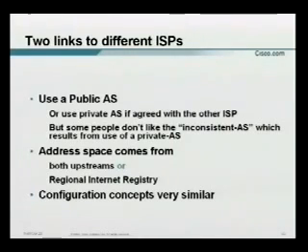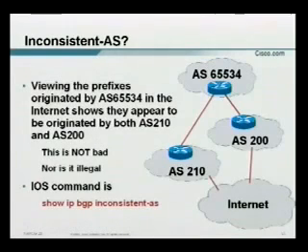Address space comes from both upstreams, or it can come from the Regional Internet Registry, or it could be historical from IANA, whatever. But the configuration concepts are very similar to what we covered in the previous multi-homing to the same ISP situation. Let's have a look at the inconsistent AS.